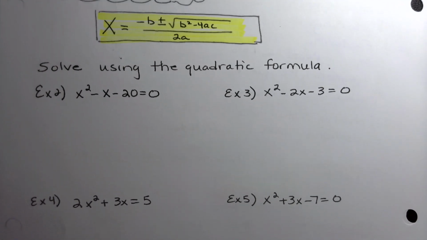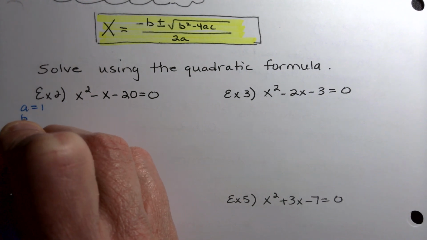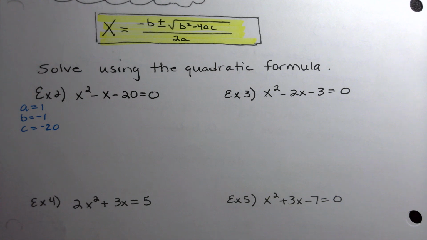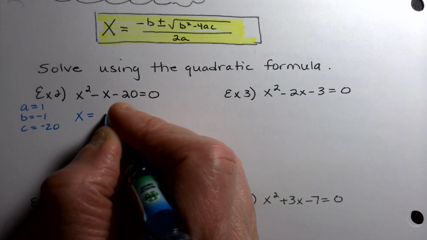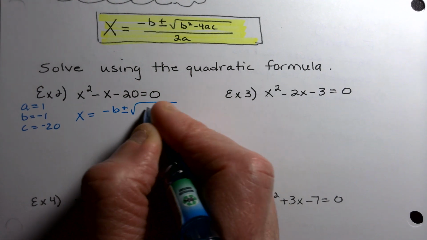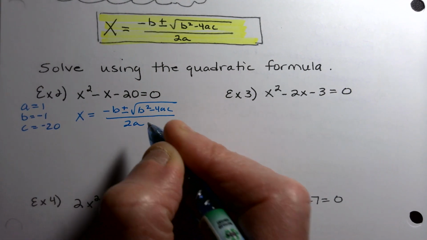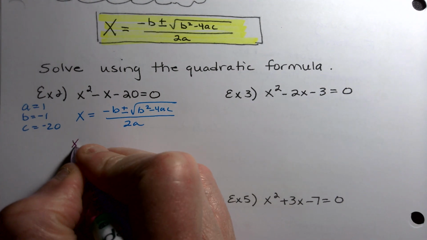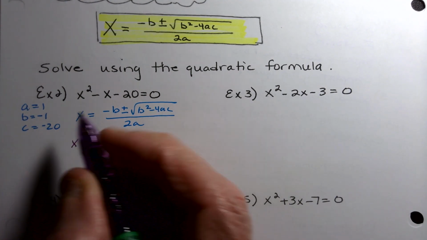So let's try it. Again, write your A, B, and C. A is 1, B is -1, and C is -20. I got negatives. I got to make sure to put parentheses around those. So I'm going to start with my formula. Opposite of B, plus or minus square root of B squared minus 4AC all over 2A. Do copy it. Why? So that you memorize it. X equals opposite of B. So B is a -1.